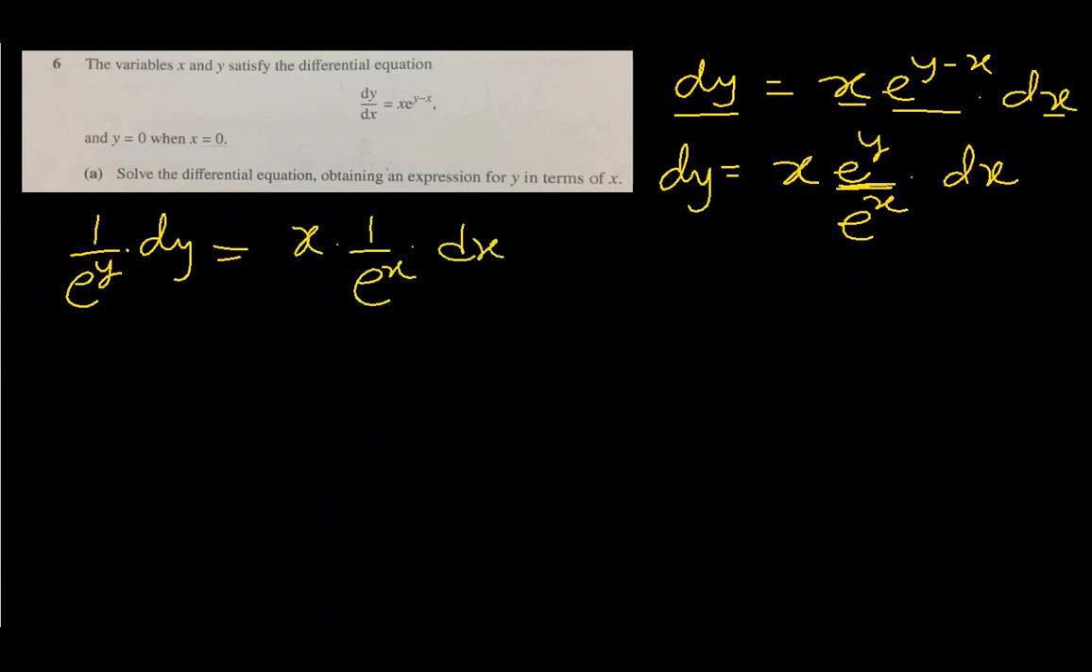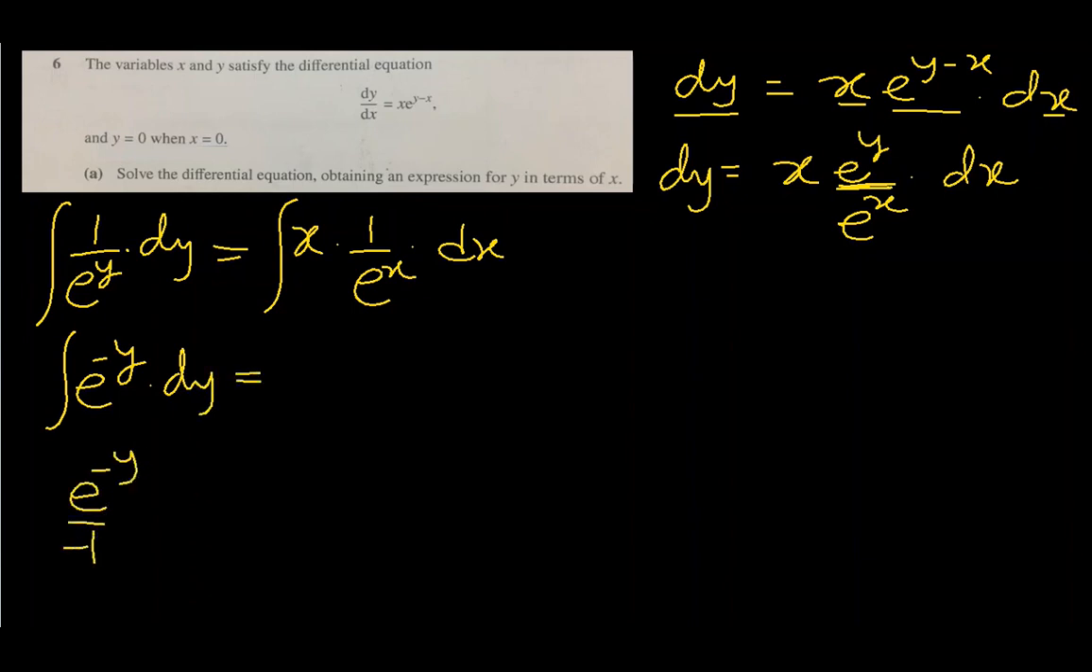Both the requirements are fulfilled now. To solve the differential equation, now we should integrate both sides. It is easy to integrate this one because it is equal to e to the power minus y, and the integration will be e to the power minus y divided by minus 1, right? But here we have one algebraic part and one exponential part that we have to integrate, and for that we need to use integration by parts.